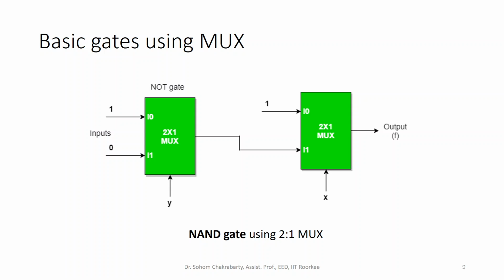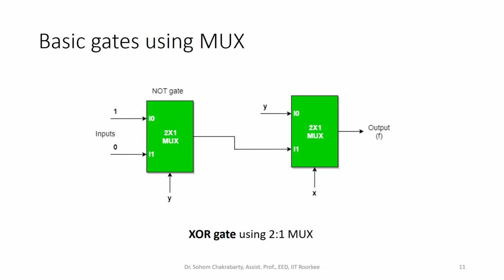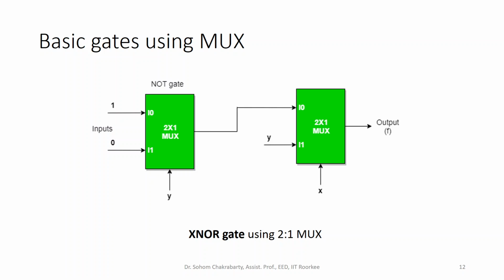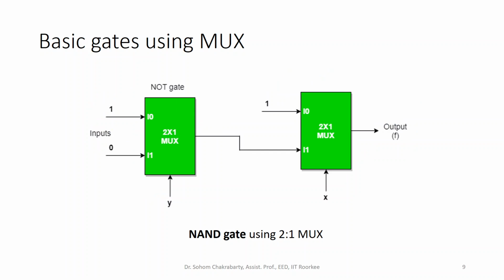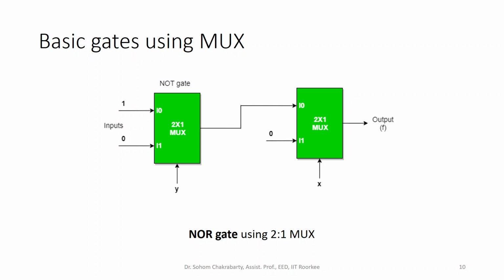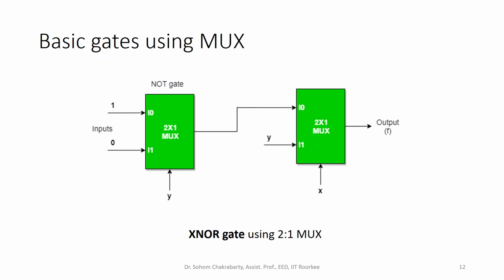Similarly, you can analyze for the NAND gate and the NOR gate, XOR gate and XNOR gate. These circuits are given here. You can analyze them using the truth table, whether these circuits are behaving properly or not, behaving as a NOR gate or XOR gate, XNOR gate, like that. You can analyze that for yourself.